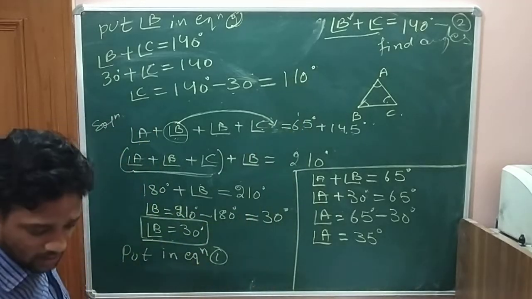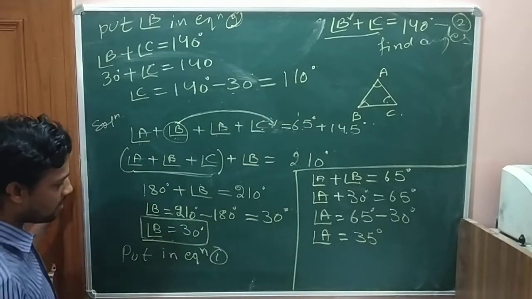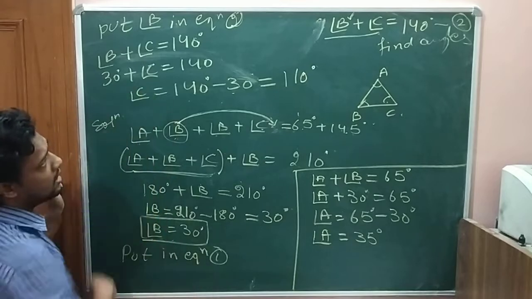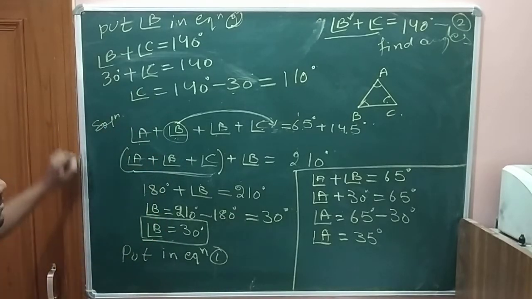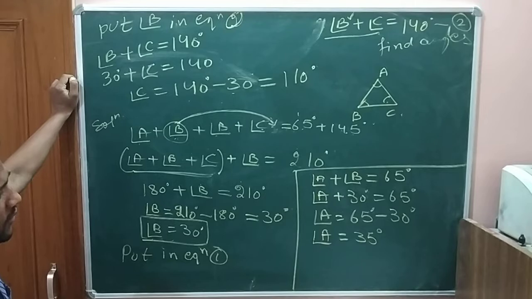Now you have to verify whether your answers are correct or not. We know that angles A, B and C are all part of this triangle.